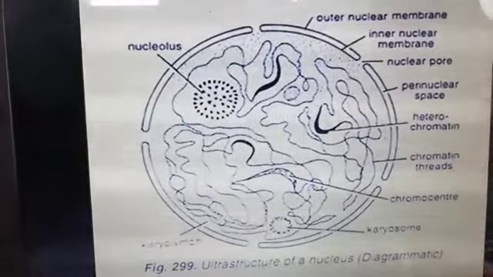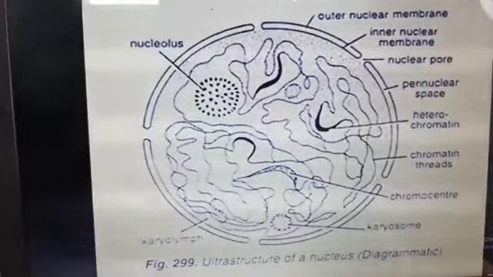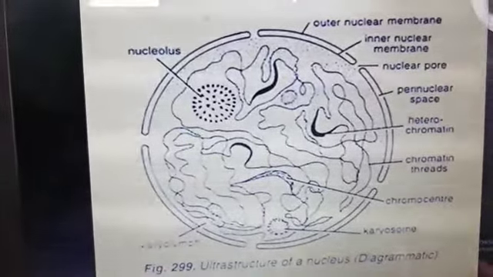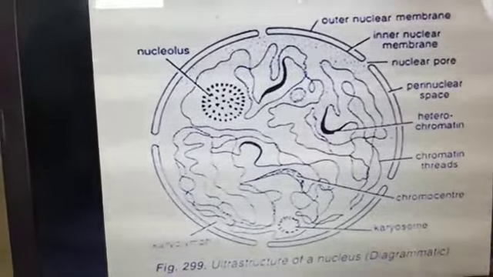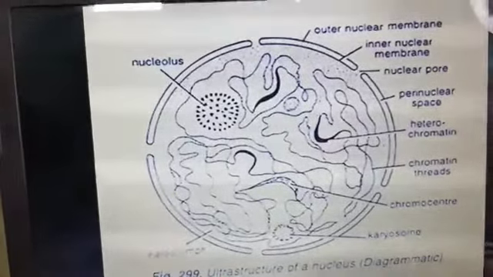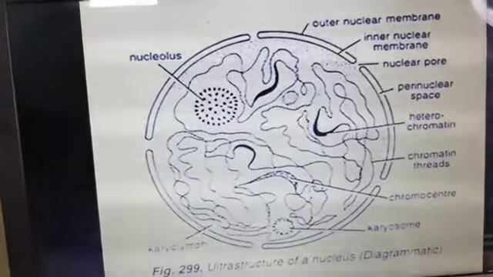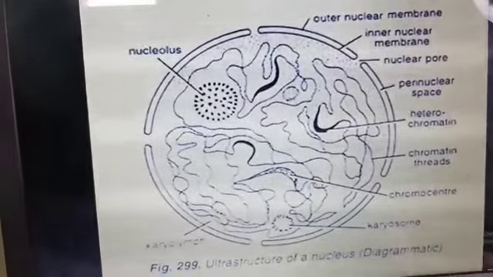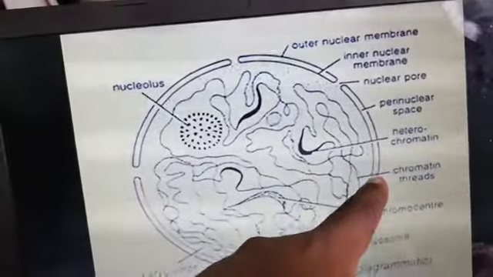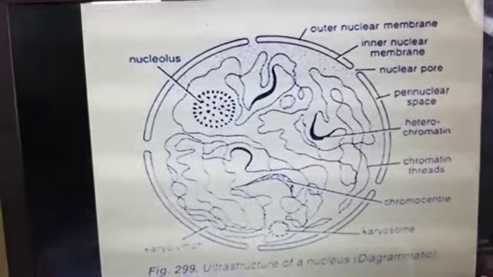Now, if we consider the structure of the nucleus, what would be the basic structure of the nucleus? The parts of the nucleus are the nuclear membrane, the nucleolus, the chromosome, and the nucleoplasm. The nuclear membrane is the outer membrane of the nucleus, and it has nuclear pores through which material can go in or go out.